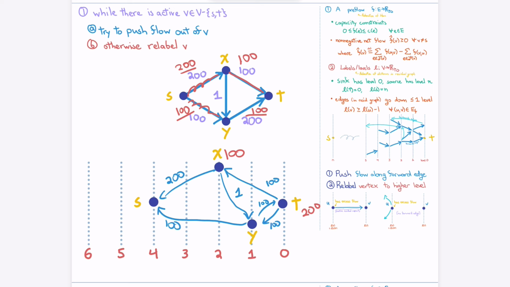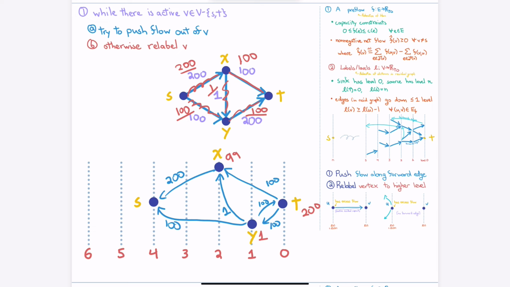So we promoted X, pick an active vertex, X, and then relabel or push. Okay, we can push 1 unit of flow this way. So, okay. So this will become a 9. This will be a 1 edge backwards of capacity 1. Y will have 1 unit of flow. X will have 99 units of flow. Okay, cool. All right, push or relabel.